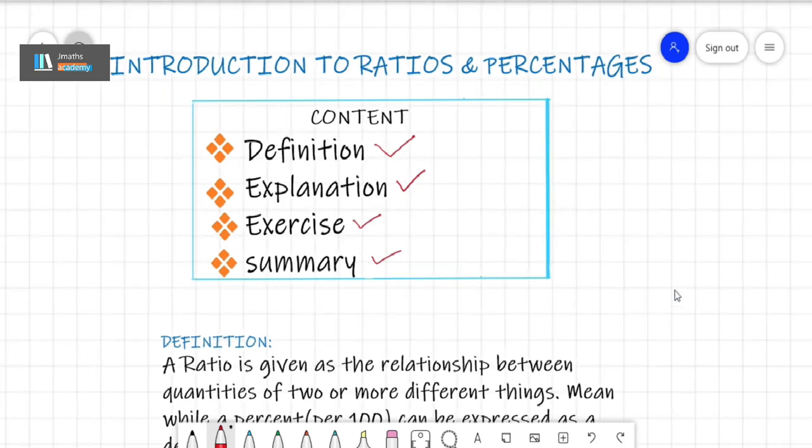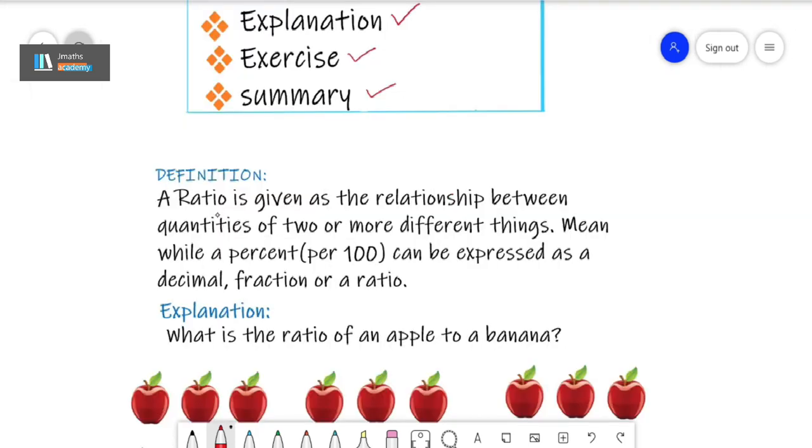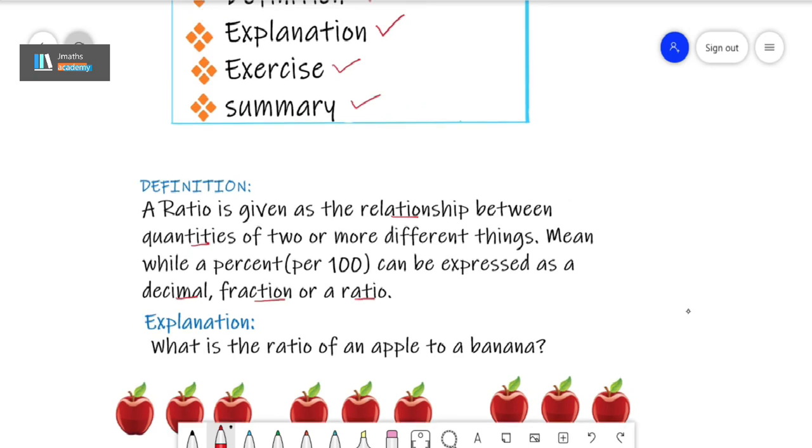Now let's move on. So, definition. A ratio is given as the relationship between quantities of two or more different things. Meanwhile, a percent, per 100, can be expressed as a decimal, fraction, or a ratio. So a ratio simply means to quantify two or more different things, while a percent is 1 per 100.